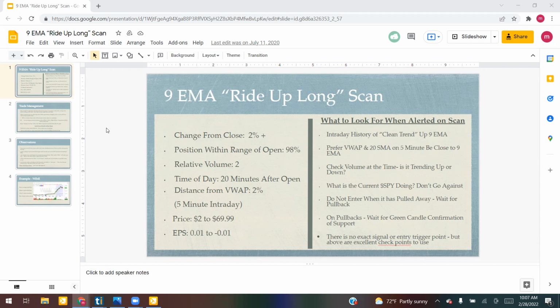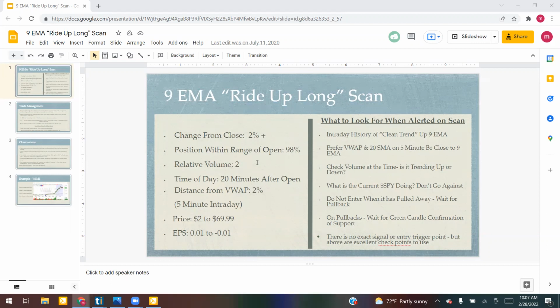Now, the 9 EMA scans that we use do not alert until 15 minutes after the open because we want to see that trend being established. We have a relative volume of 2. We want to see stocks that are trading on twice their normal volume.